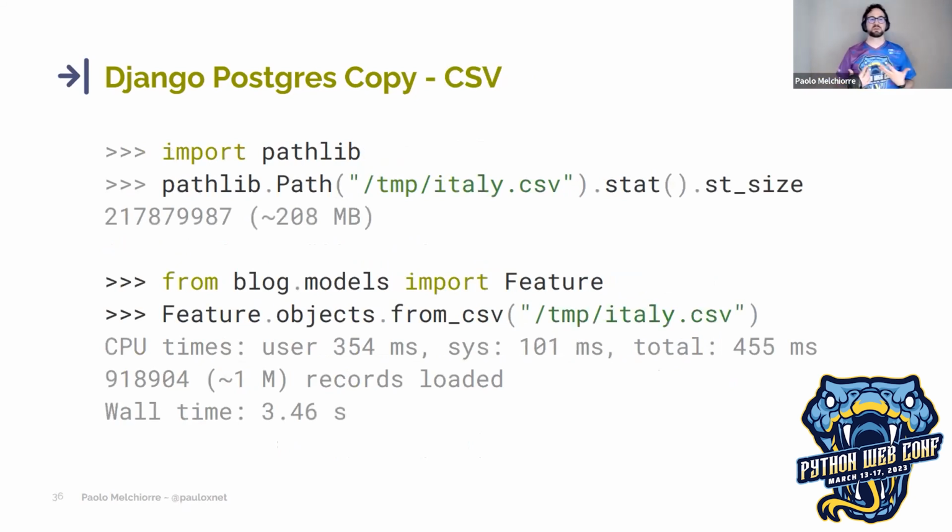Here we use the file with all the geographic names of Italy. The file is more than 200 megabytes. And to upload the file, we use the specific queryset method to which we pass the file path in our file system. The loading speed is impressive, almost 1 million records in just over 3 seconds on my laptop, which is quite old.